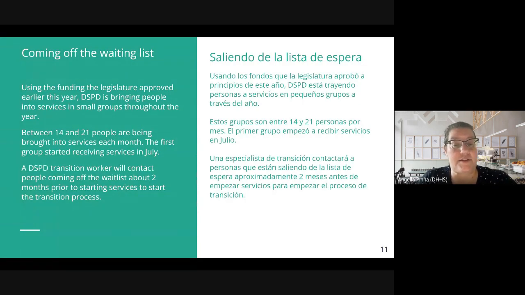The legislature included $3.6 million in ongoing funds for our fiscal year 2024 budget. So that's July 1st, 2023 through June 30, 2024. And it's ongoing, so people come into services and they are able to remain in services because it's ongoing funding.